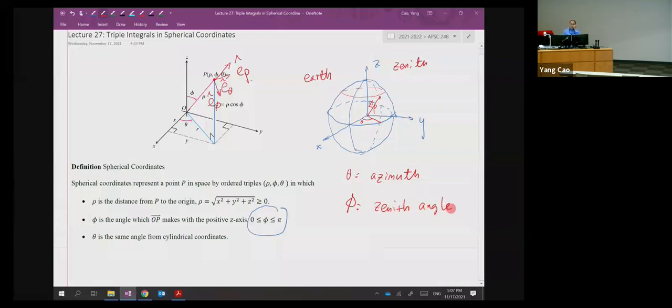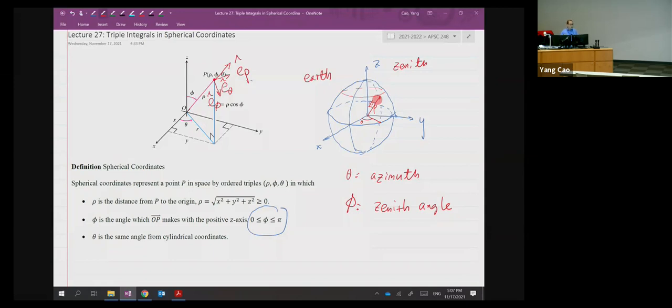So that's from the Earth's perspective, right? How the spherical coordinates is related to it. And rho, of course, is the radial distance from origin to the point, wherever the point is on the surface of Earth. So you can use the three variables to decide on the actual location of this point P.